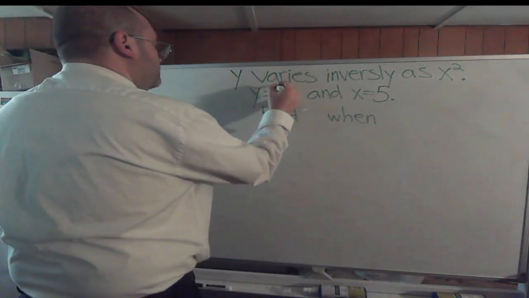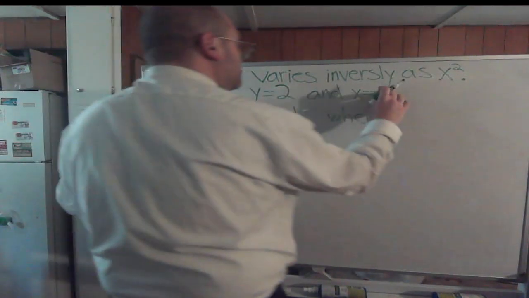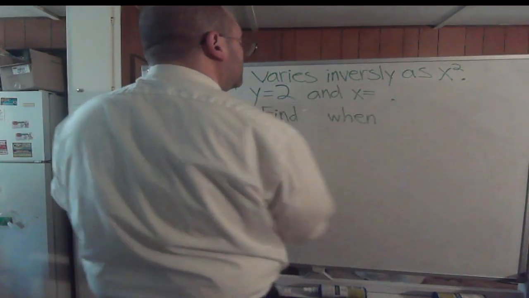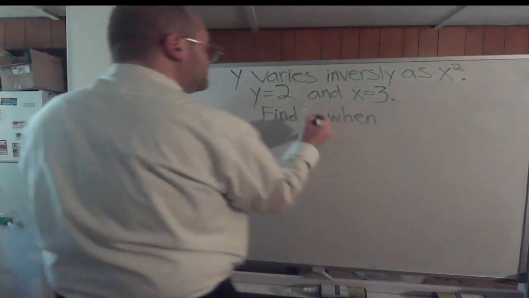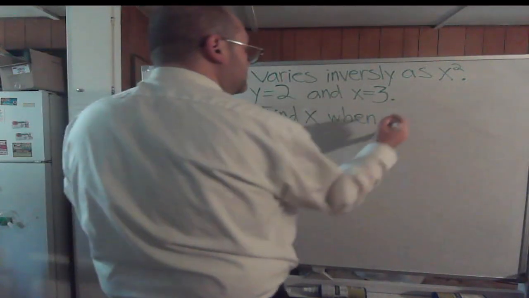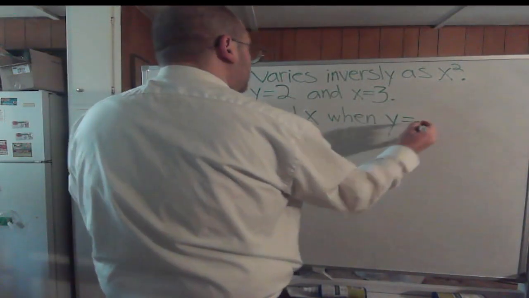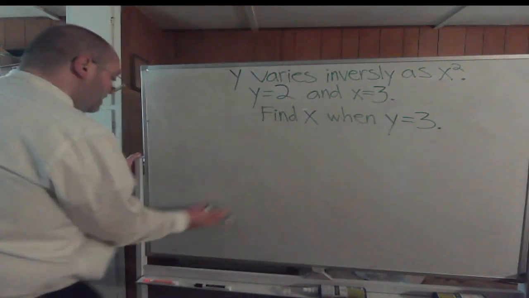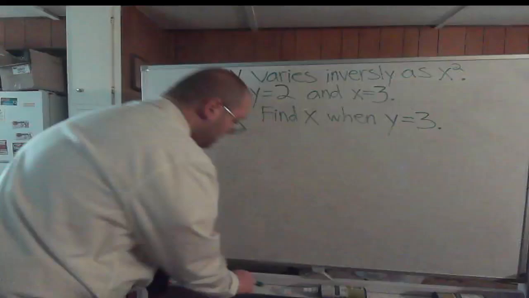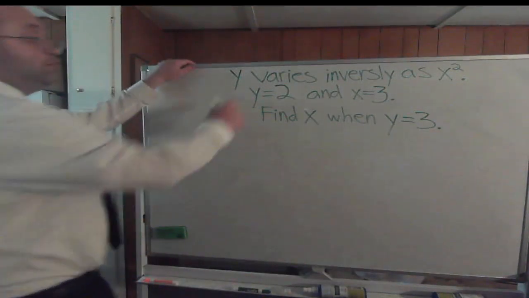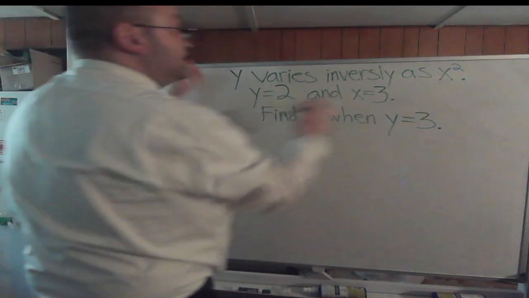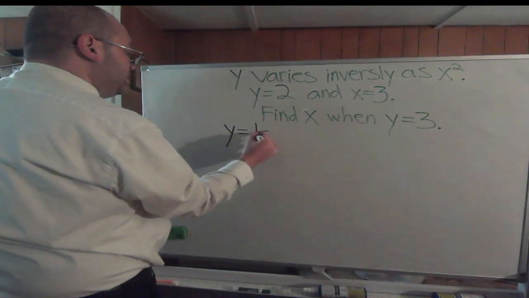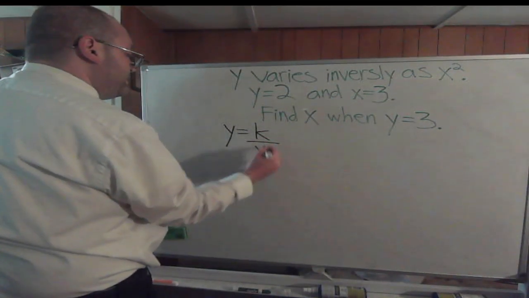Let's see, y equals 2. x will equal 3. This time we'll find x when y equals 3. All right. So let's start with the first sentence of the problem. y varies inversely as x squared. So again, that's going to be y equals k over x squared.